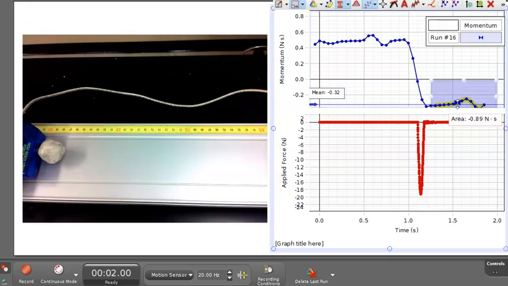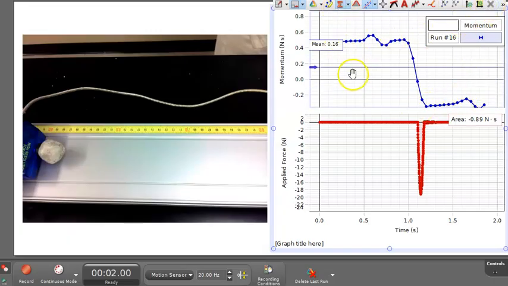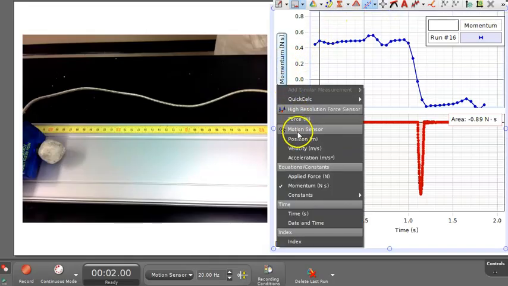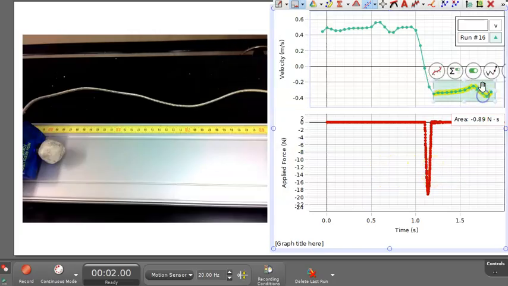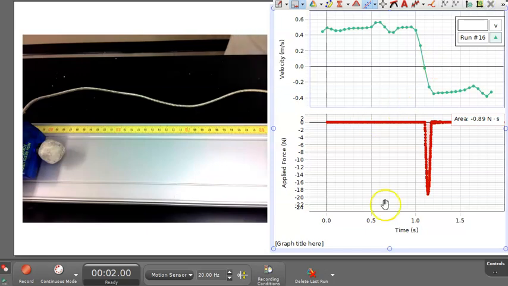Prediction 2-3. When the cart hits the wall, it will come to rest stuck to the clay. What do you predict about the impulse? Will it be the same, larger, or smaller than the elastic collision? Is it going to be a bigger impulse when the cart comes to a stop than if the cart bounces? We'll be able to see with the area under the force versus time graph to find the impulse. So let's go ahead and do the experiment.